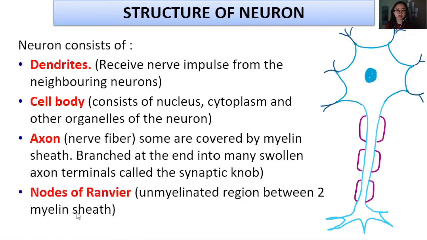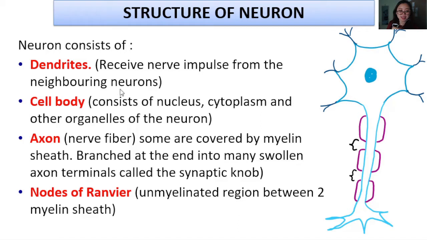Okay, and last but not least, we also have this structure in the neuron called the nodes of Ranvier. So if you're looking at your axon, you see these parts that are not covered by the myelin sheath. This unmyelinated region between two myelin sheaths is called the nodes of Ranvier. Also, when you're writing things down, make sure you take note that you spell Ranvier with a capital R because that is a scientist name.